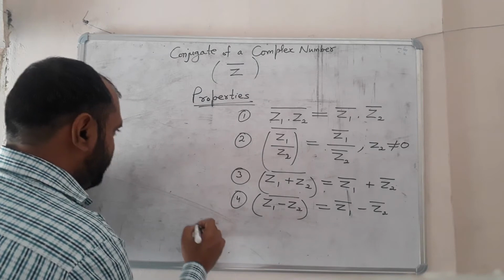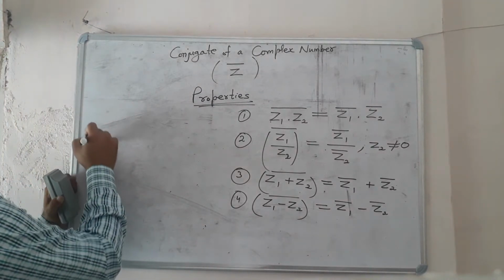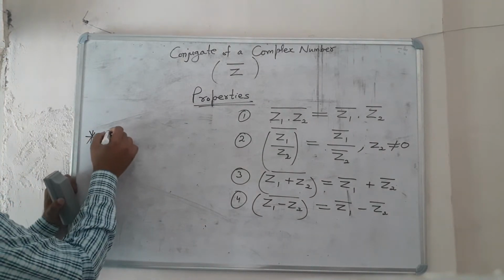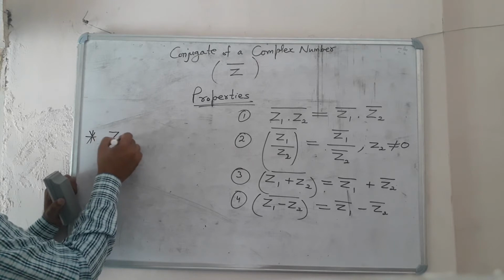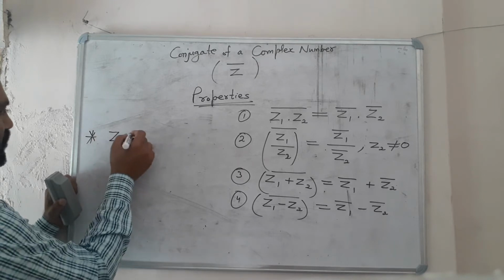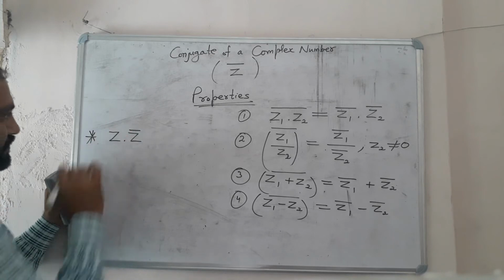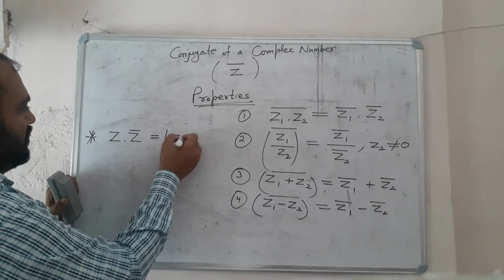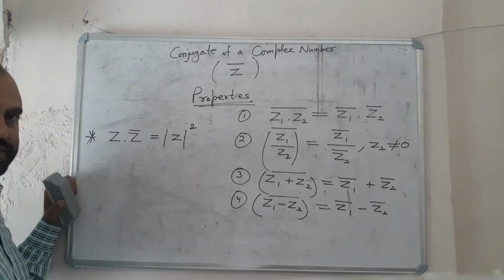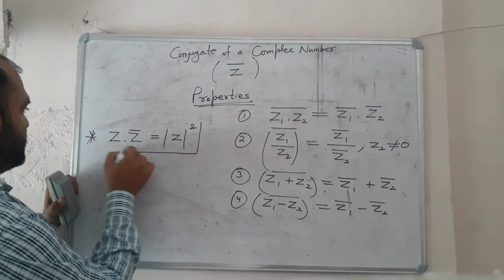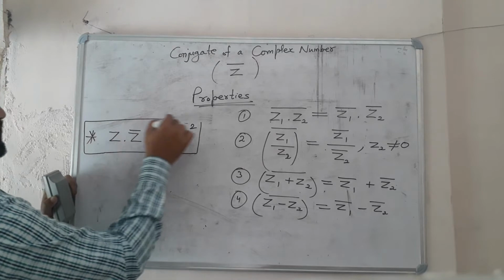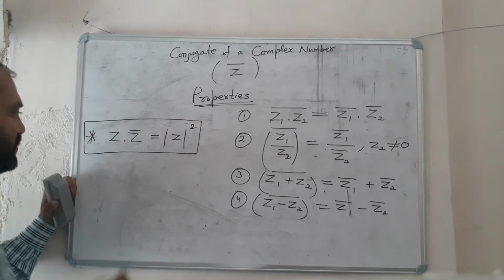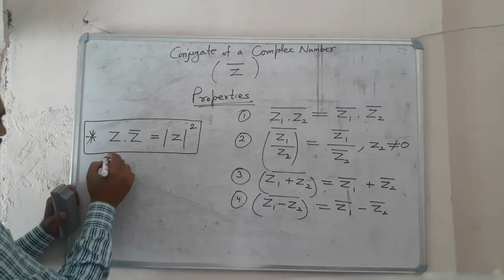Now there is a very important property. If I multiply any complex number by its conjugate, its value is modulus of Z square. You have to remember this result because it is most important. So let us prove it.